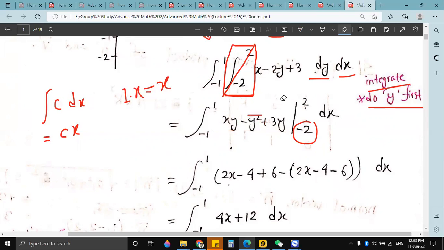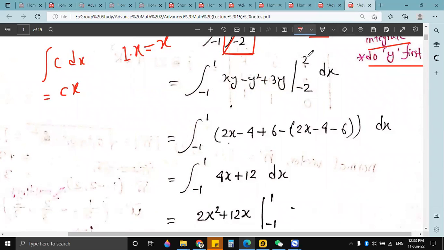So now let's see what can I do right now. We have to substitute the upper limit, then minus the lower limit, okay? But remember, we only have to replace the value of y. We have to put the upper limit and lower limit in y, not in x. So x will remain the same.